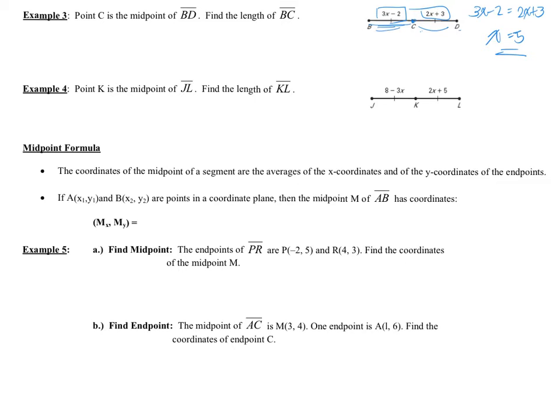Example 4. Point K is the midpoint of segment JL. So this makes JK congruent to KL. Find the length of KL. So we would do the same thing. 8 minus 3x, set it equal to 2x plus 5, and solve for x. And then we should be able to get 3 equal to 5x as the next step, and x would equal 3/5.